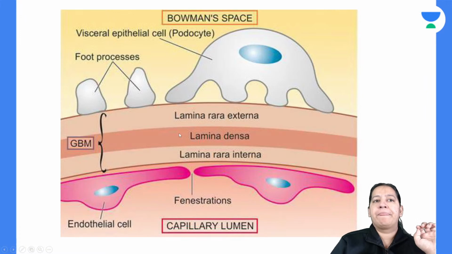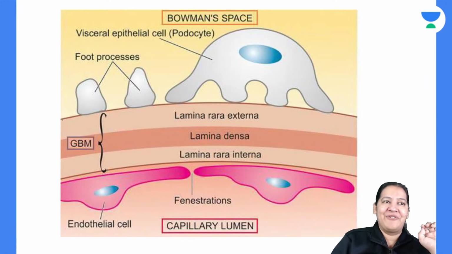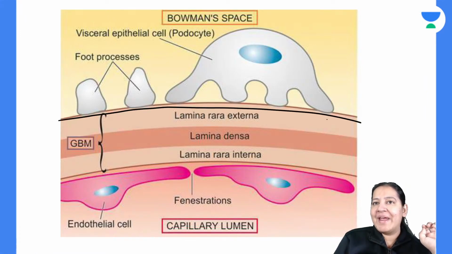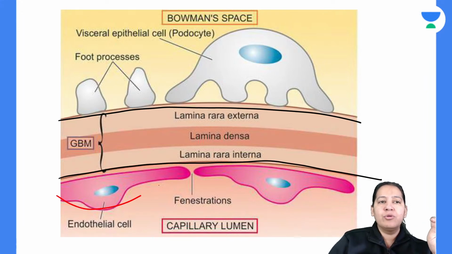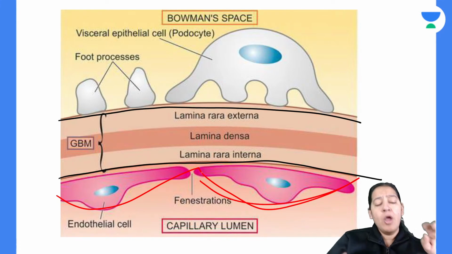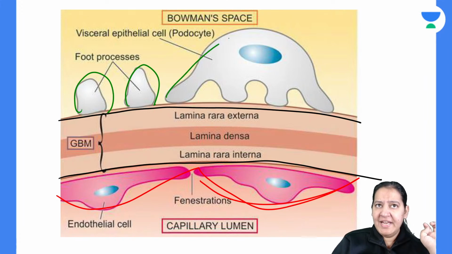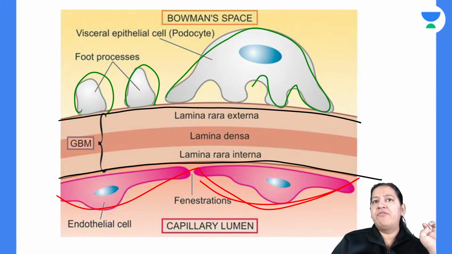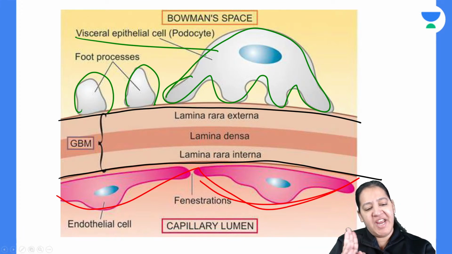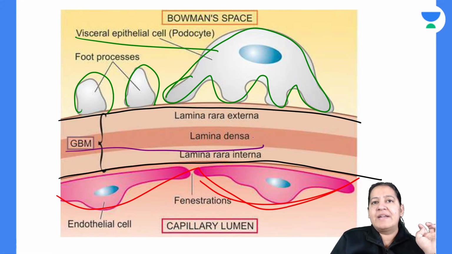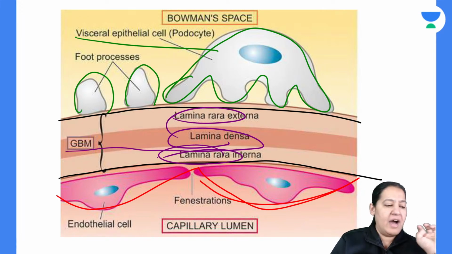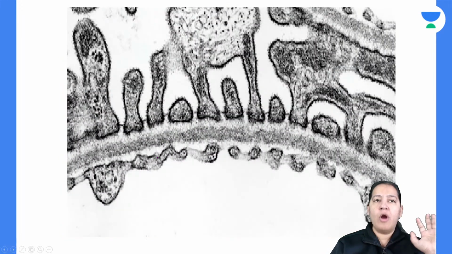So see this diagram, the same diagram I have drawn for you. This is the basement membrane. On one side, please draw the endothelium. Any side you can draw endothelium. On the other side, please draw the visceral epithelium, which is in the form of a foot, that is podocytes. So in the basement membrane, appreciate the three layers. The central is the densa and the peripheral are rara. I want a thumbs up from everyone if you got this concept. This is the same diagram on electron microscopy.